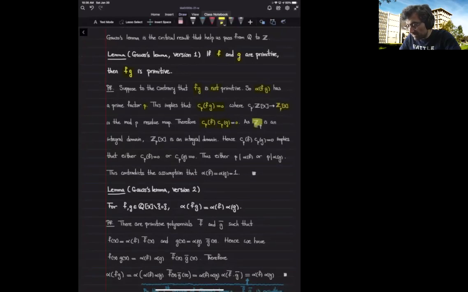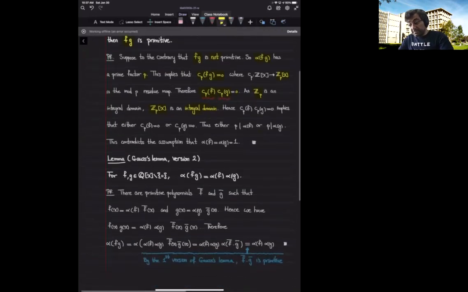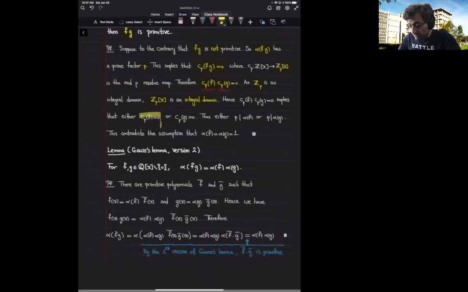But notice Z_P is a field and therefore it's an integral domain. And we showed that if D is an integral domain, so is the ring of polynomials with coefficients in D. So this is an integral domain. Now in this integral domain, the product of these two polynomials is 0. Because it's an integral domain, that implies one of them should be 0. So either this one is 0 or this one is 0.